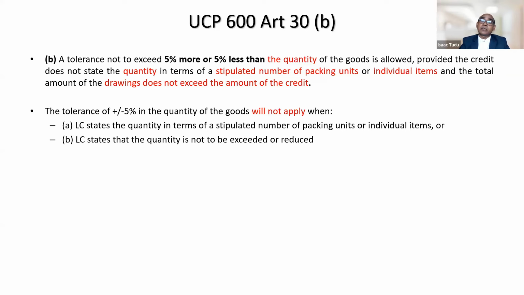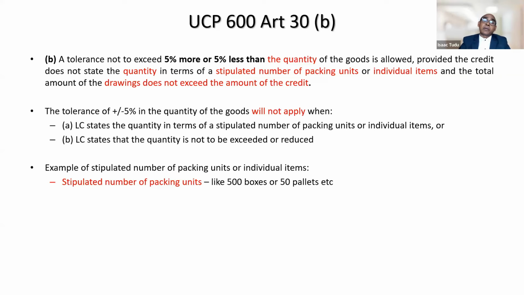But we need to understand what is the meaning of stipulated number of packing units or individual items. So here we go. Stipulated number of packing units means boxes, pallets, like 500 boxes, 50 pallets, etc. These are basically an indication of a stipulated number of packing units. In this case, Article 30B will not be applicable.